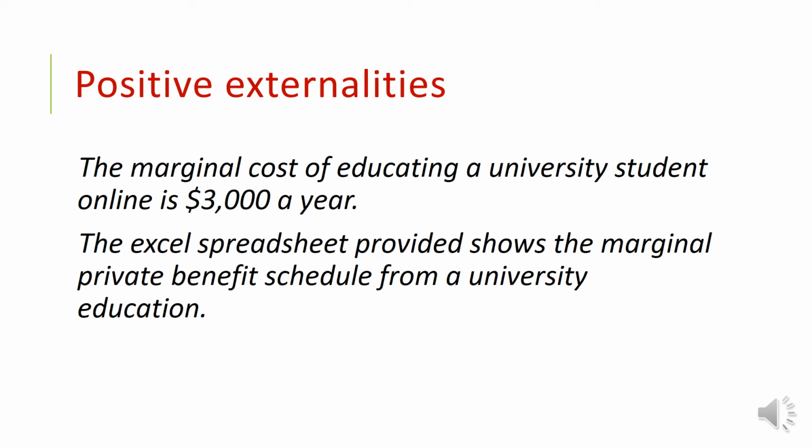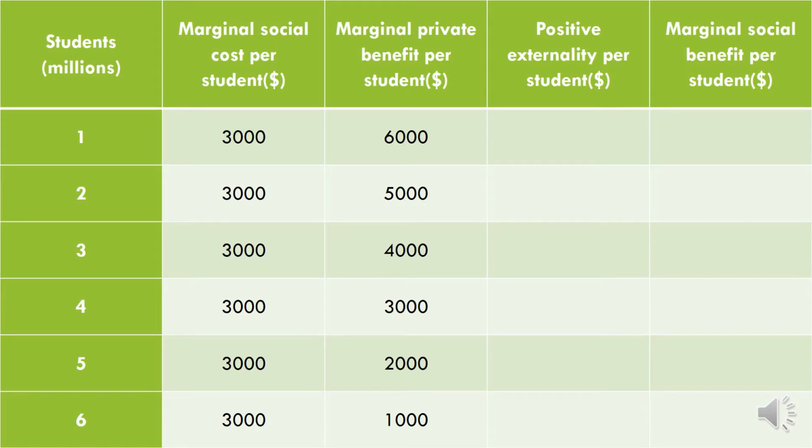Anyway, the Excel spreadsheet provided shows the marginal private benefit schedule from a university education. Alright, so here's our table. As you can see there, the marginal social cost per student is $3,000 per student, irrespective of how many students there are. So for the first million students, it's $3,000 per student. For the 5 millionth student, it's still $3,000 per student, and so on.